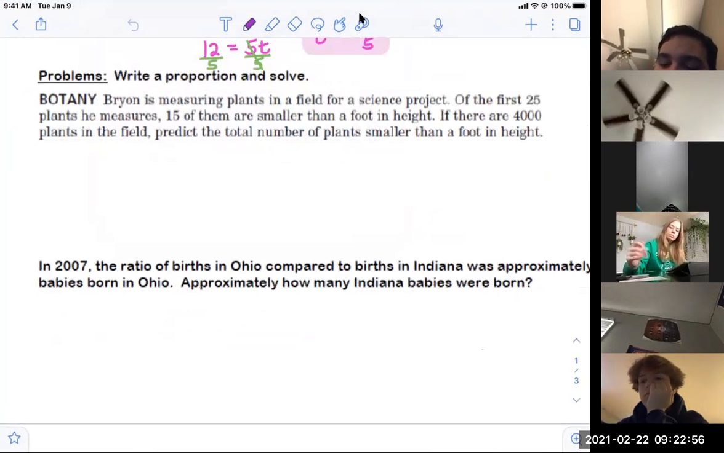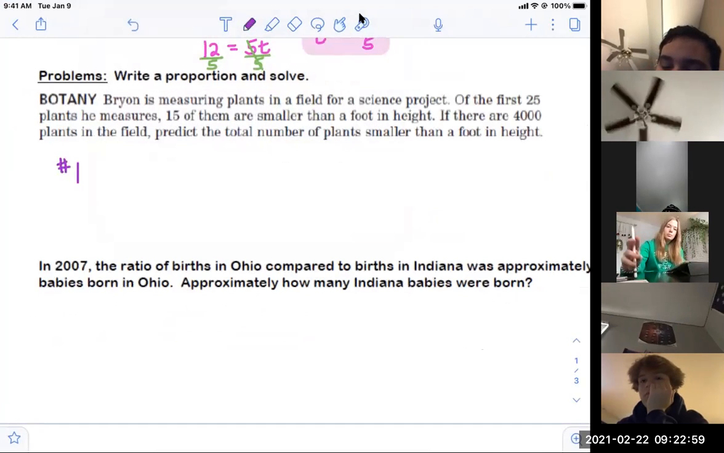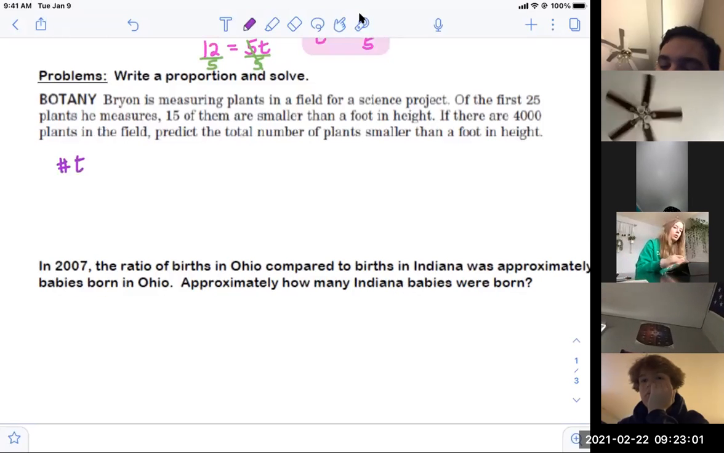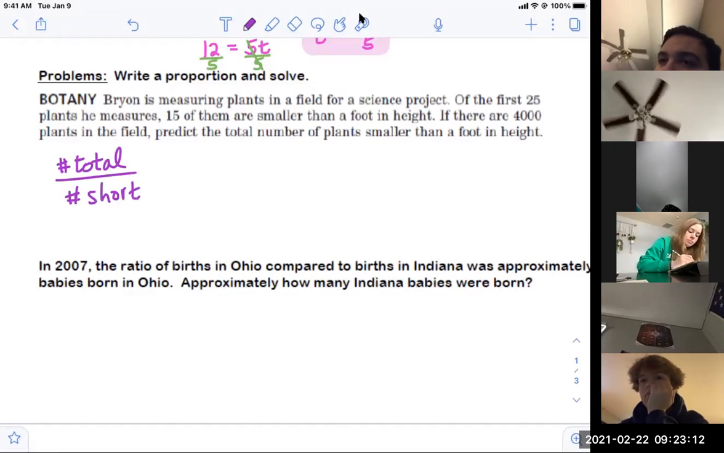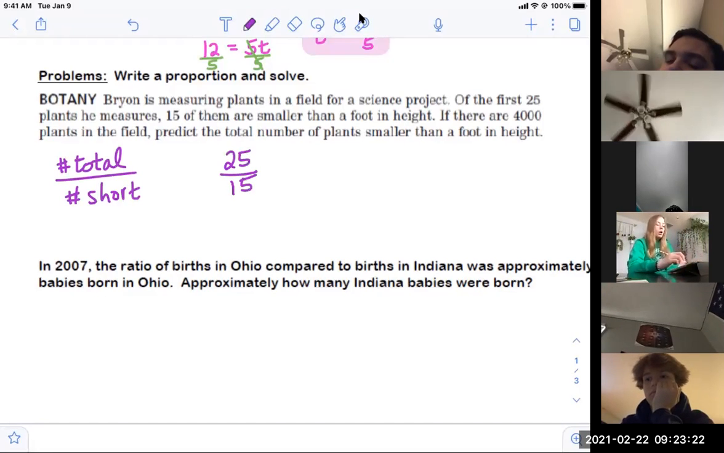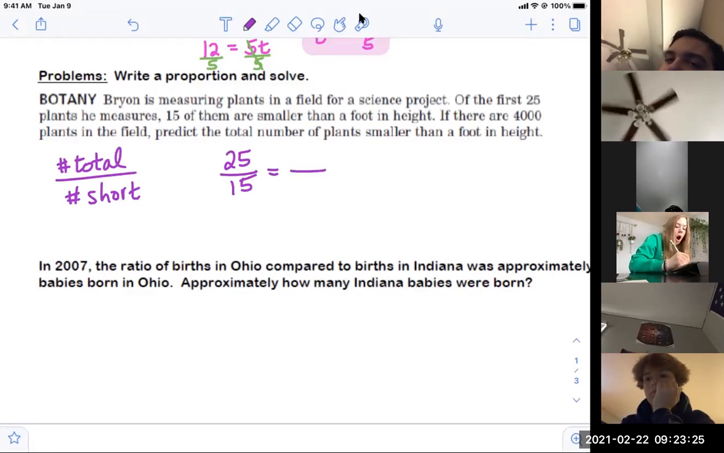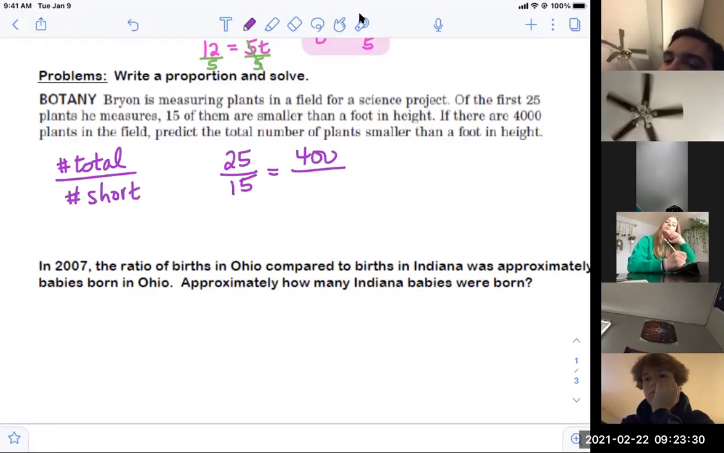the number of total plants divided by the number, I'm just going to say short ones, instead of having to write out the number of ones that are smaller than a foot in height. So if we make a ratio of out of every 25 that he measures, 15 of them are short, what they're asking me to do is scale that up, right? If instead of 25 plants, he has 4,000 plants, how many short ones should he expect to see?